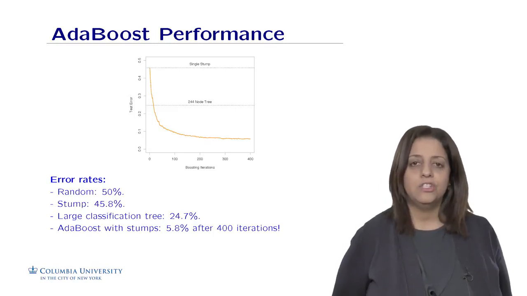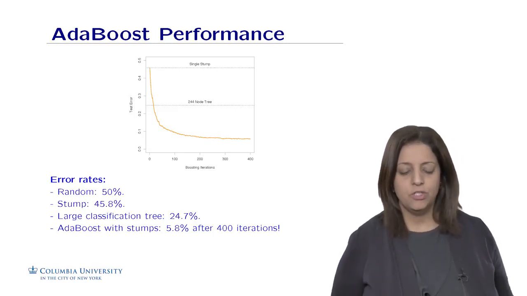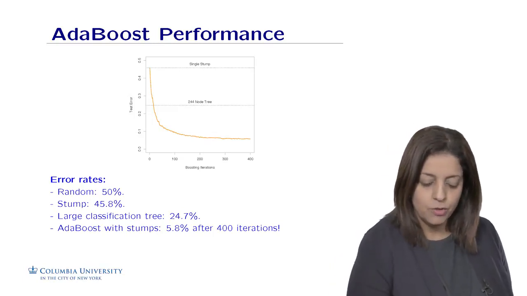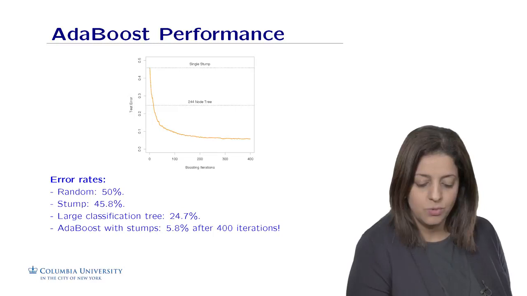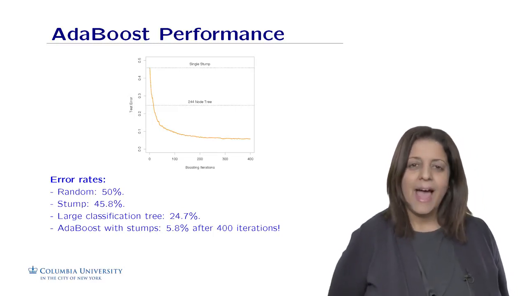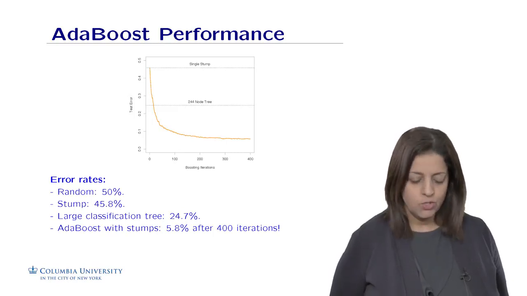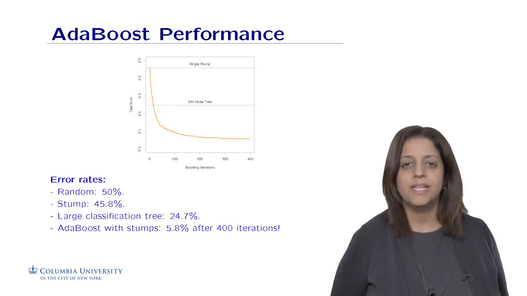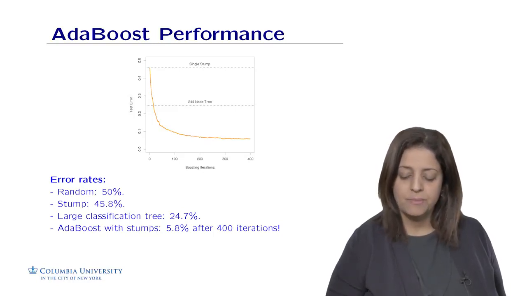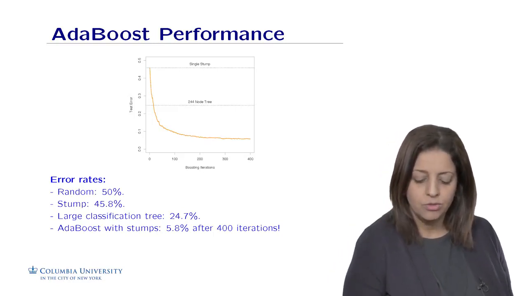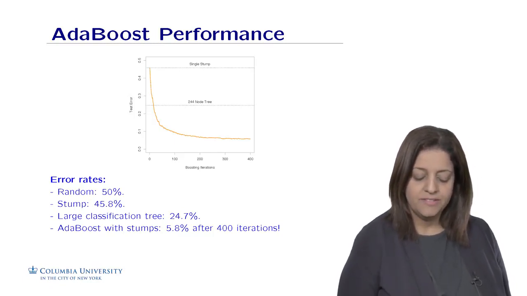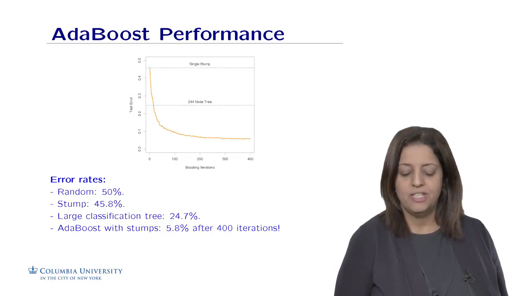If we devise a decision tree based on the data and all the features and we develop the whole tree, we can find a performance of 24.7% of errors, and this will be our decision tree performance. And you could observe that as we do more and more iterations using boosting of the decision stumps as weak learners, we achieve a very interesting performance and a decrease in the error rate that could go as low as 5.8% of errors after only 400 iterations.